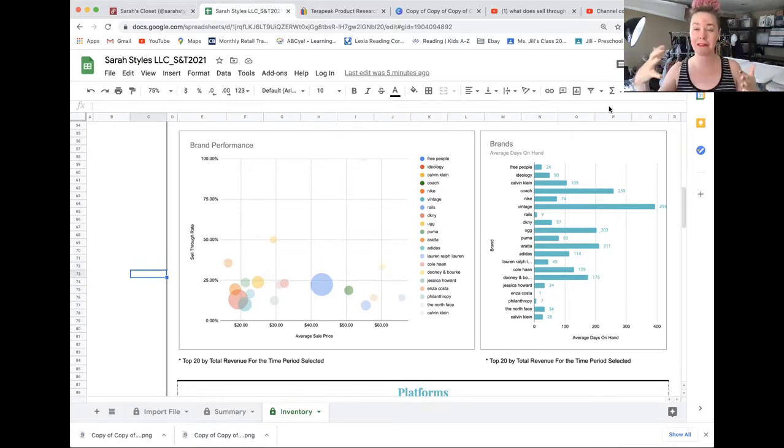The higher the sell-through rate, the better, right? So 100% would mean you're selling everything. 5% means you've only sold 5%. You have 100 jeans and you've sold 5 of them for the month, so you have a 5% sell-through rate. I hope that makes sense.